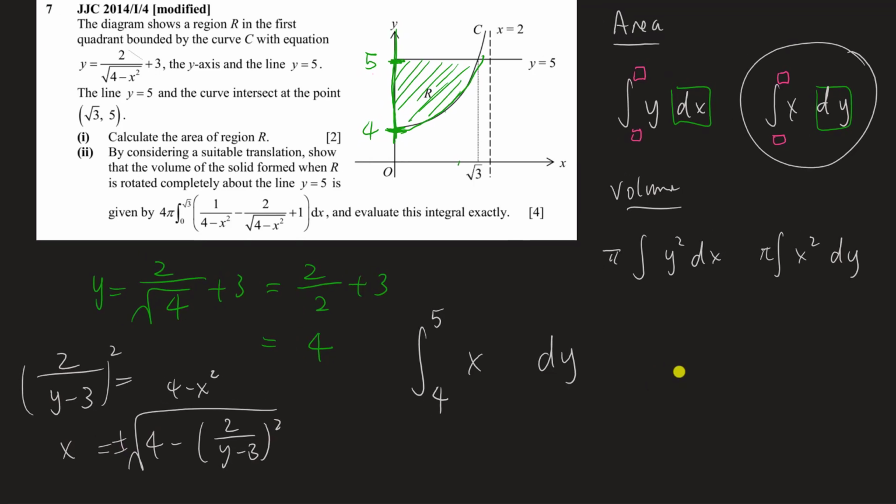Which one is it? You have to reject one because the curve usually looks like that. You have to choose the right one. This is on the right hand side, so therefore x values are all positive. You don't want the negative one.